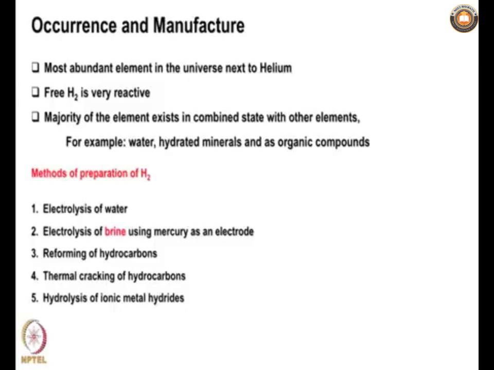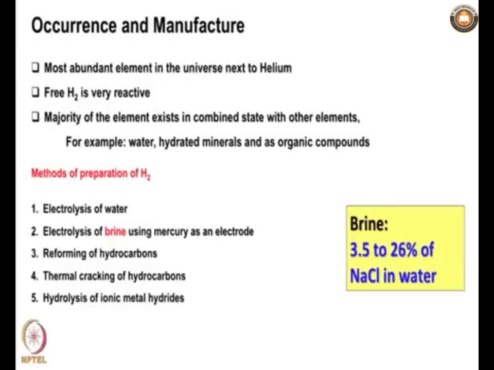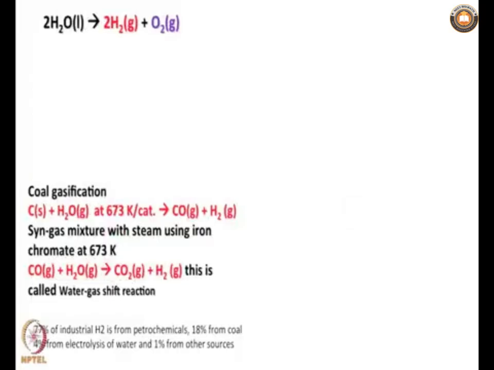We have several methods. The important and cleaner method is electrolysis of water, electrolysis of brine solution using mercury as an electrode, or reforming of hydrocarbons, thermal cracking of hydrocarbons, or hydrolysis of ionic hydrides, especially ionic metal hydrides of highly electropositive metals. Let us look into some of the preparative methods. 3.5 to 26% of sodium chloride in water is brine. Let us look into these methods of preparation.